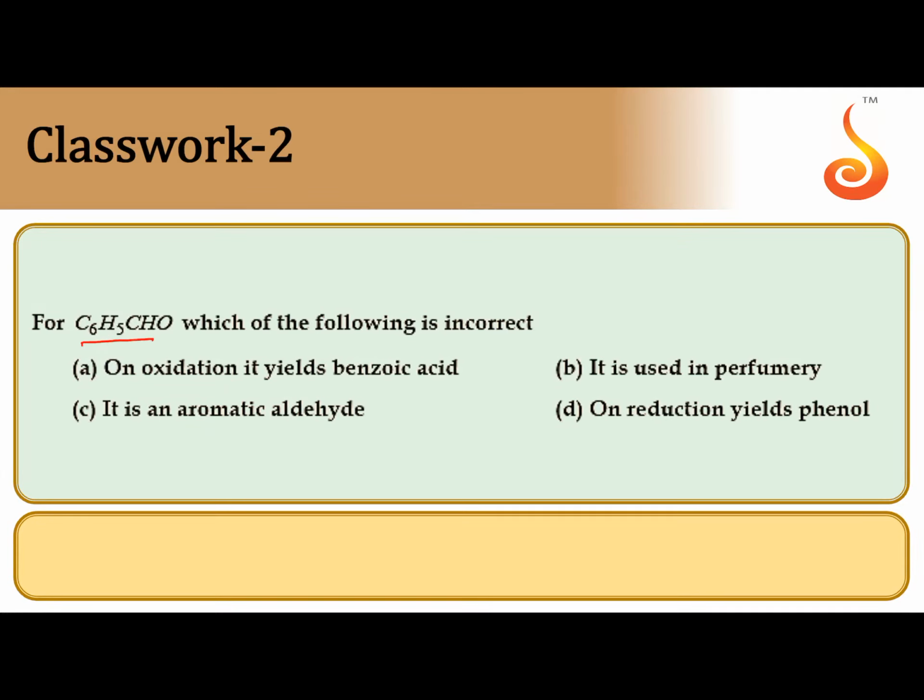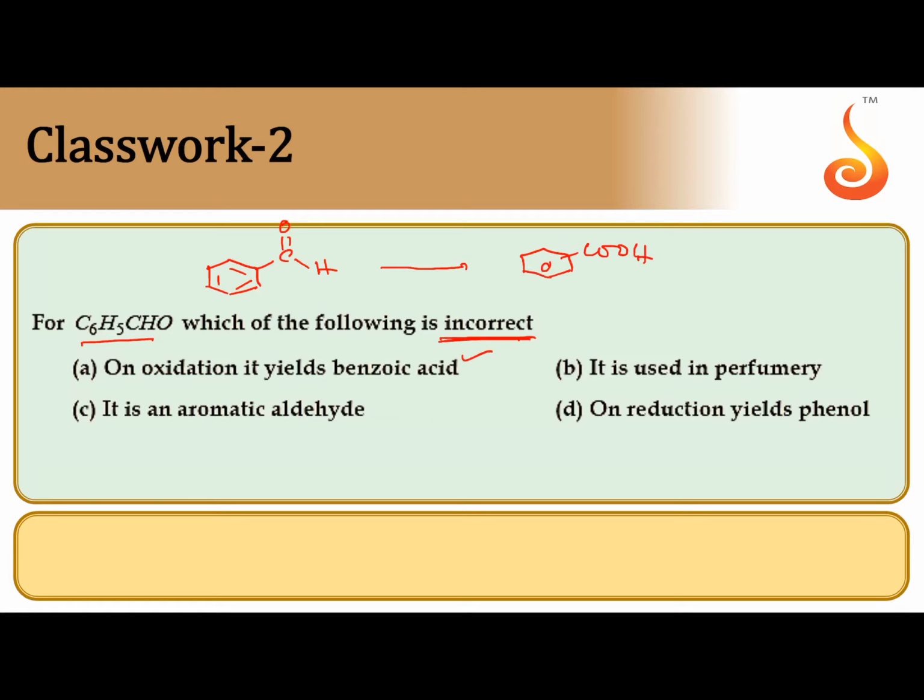Regarding benzaldehyde, which of the following statements is incorrect? You have to underline that one. Incorrect, wrong statement we have to find out. So this type of question is a little bit confusing. You write clearly what is benzaldehyde. First statement: on oxidation, it yields benzoic acid. That is correct only. Benzoic acid is obtained. So statement A is correct.